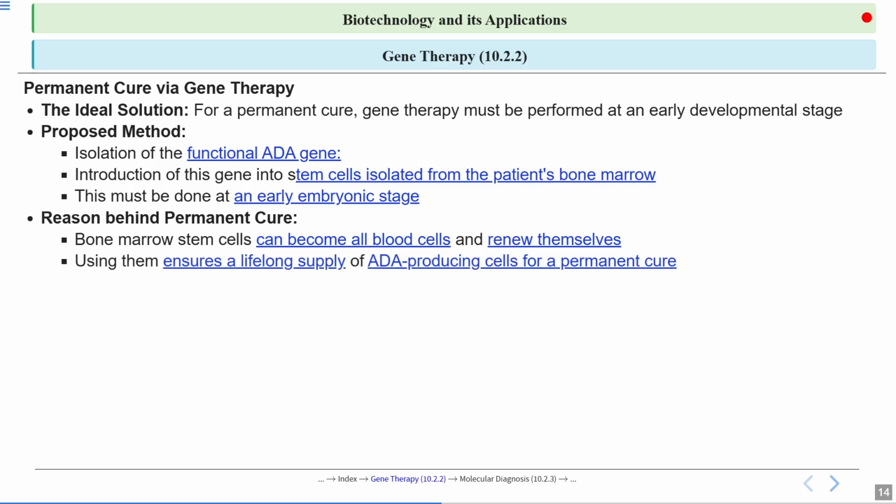only. We don't have to give it at particular intervals. So using them ensures a lifelong supply of ADA producing cells for a permanent cure. What will this ensure? This will ensure that for this patient, whose bone marrow stem cells we have used for this gene therapy and given a perfect functional ADA gene, there is a lifelong supply of these ADA producing cells, and this will ensure a permanent cure.